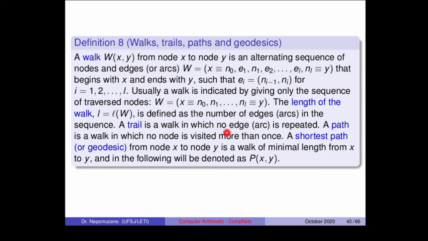The length of the walk is defined as the number of edges in the sequence. A trail is a walk in which no edge or arc is repeated. A path is a walk in which no node is visited more than once. A shortest path or geodesic from node X to node Y is a walk of minimal length from X to Y. In the following it will be denoted as P_XY.